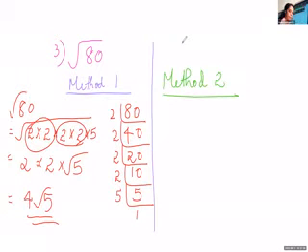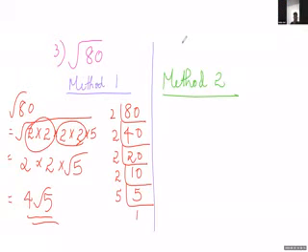Noble, I understood that you are in your house. I know. Yes, ma'am. It doesn't matter where you are, but you have to respond to the question. Now, explain the second method.